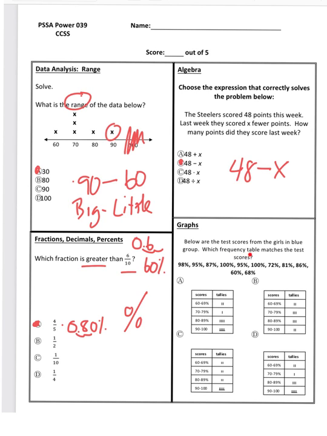All right, last one. Below you have some test scores, and you have to match the frequency table. These are frequency tables down here. And on this side, they're going to have ranges of scores. So 60 to 69, 70 to 79, 80 to 89, 90 to 100. And here are the tally marks that tell you how many times those scores occurred.